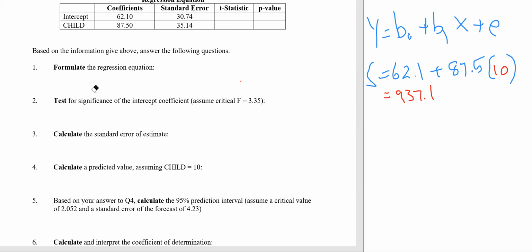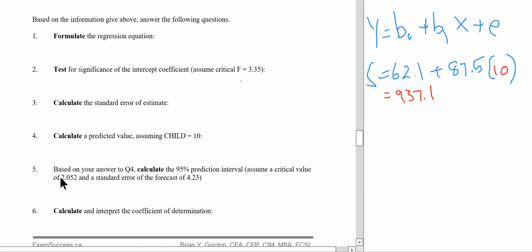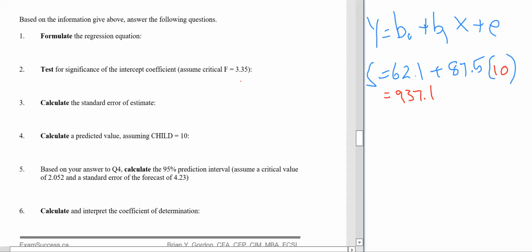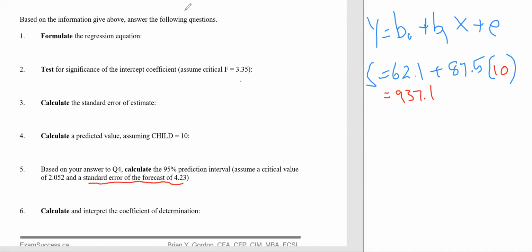Now, question 5 says, based on your answer to question 4, calculate the 95% prediction interval. Assume a critical value of 2.052 and a standard error of the forecast of 4.23. We'll talk about this, but I really believe that this is going to be given. They've got to give you that. Anyway, how would we calculate this confidence interval? That's really what we're after.